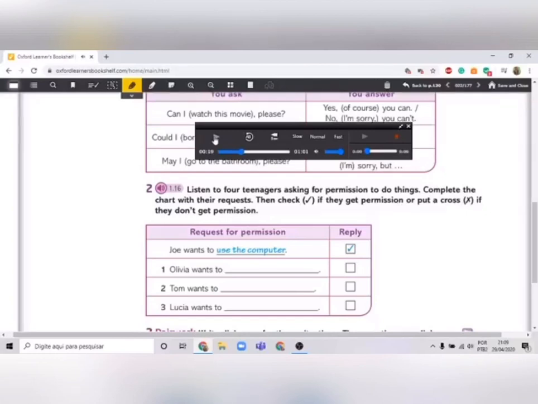So, John wants to use the computer, okay? And the answer was okay. So, Joe wants to use the computer and the answer of the person, of the owner of the computer is yes. Okay? So, let's listen to number 1.